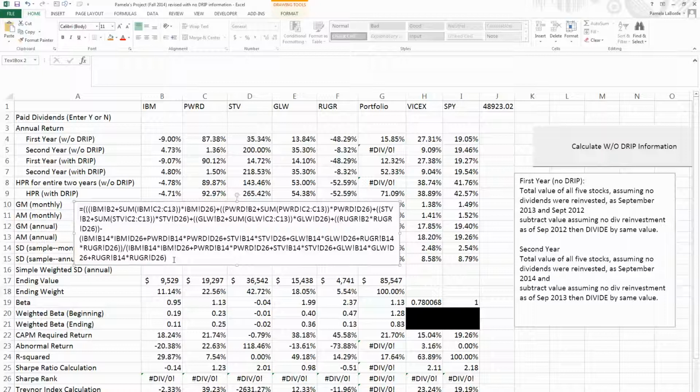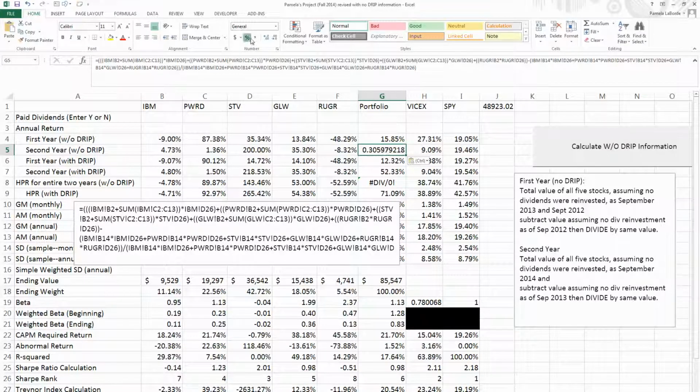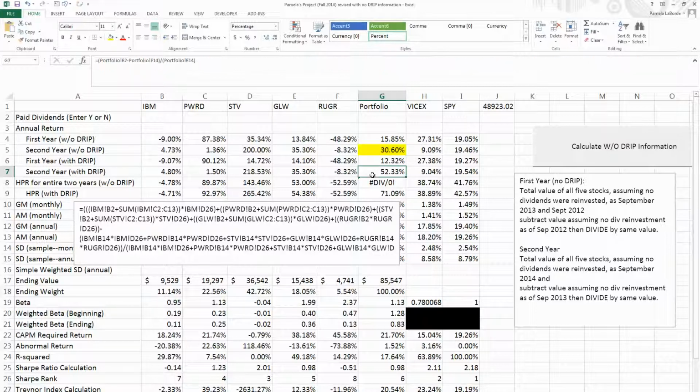All right, now here's the big test. I'm going to copy this entire formula and paste it here into the second year. And it is a percentage, so I'm going to format it like it. And one way for us to get a good idea whether or not this number is right is to compare the second year without a drip to the second year with a drip. Your numbers will probably be fairly similar. You can see mine are vastly different.